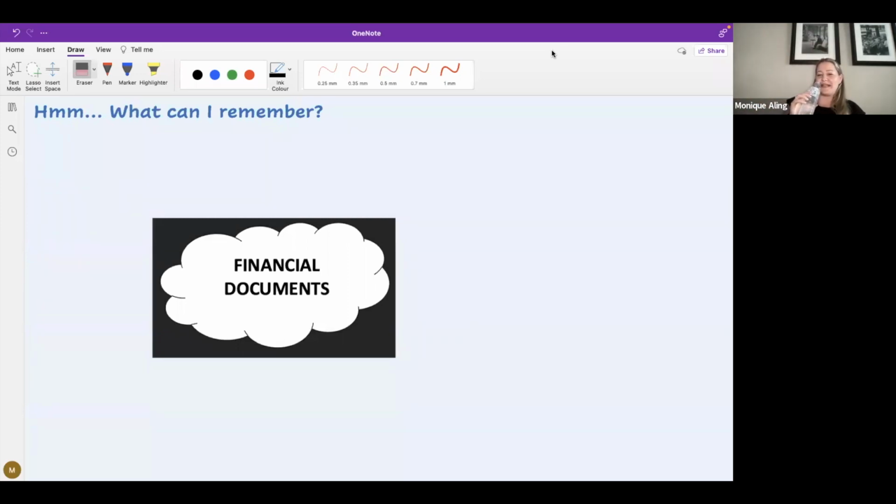You literally always get this type of document when you go to the shops. Ayabonga, well done. Invoice, that's a good one. Anyone else? Any other kind of financial document? Yes, good. Slips, till slips is one.